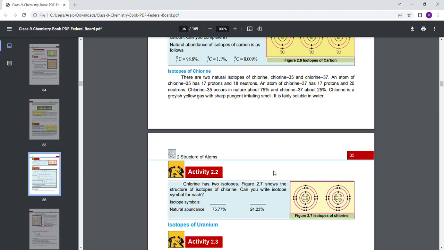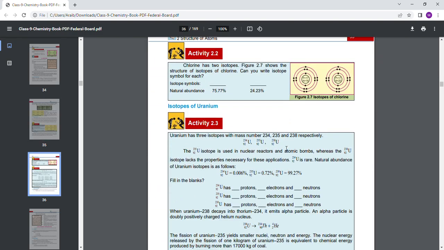Isotopes of chlorine. There are two natural isotopes of chlorine: chlorine 35 and chlorine 37. An atom of chlorine 35 has 17 protons and 18 neutrons. An atom of chlorine 37 has 17 protons and 20 neutrons. Chlorine 35 occurs in nature about 75% and chlorine 37 about 25%. Chlorine is a grayish yellow gas with a sharp, pungent, irritating smell. It is fairly soluble in water.